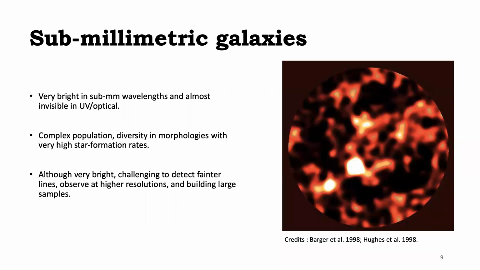So for doing so, we specifically study the sub-millimetric galaxies. The sub-millimetric galaxies, or the SMGs, are really bright in these wavelengths, whereas they're almost invisible in the UV optical wavelengths. They represent a very complex population in terms of morphologies, and they always have very high star formation rates. Although these galaxies are really bright, it does become challenging, 1, to detect fainter lines, 2, to make large samples for observing a line, and 3, also to observe at higher resolution.